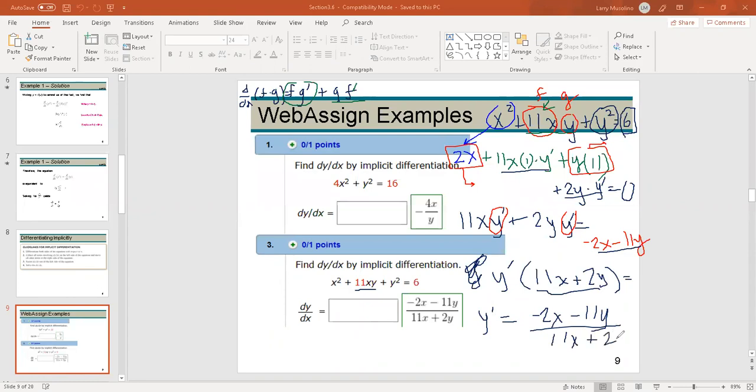Okay, so this example was a little tricky. We had to make use of the product rule because I ended up with an x times y term to begin with. And also, remember, anytime you take the derivative of y, you have to include this y prime term. And again, that's due to the chain rule.